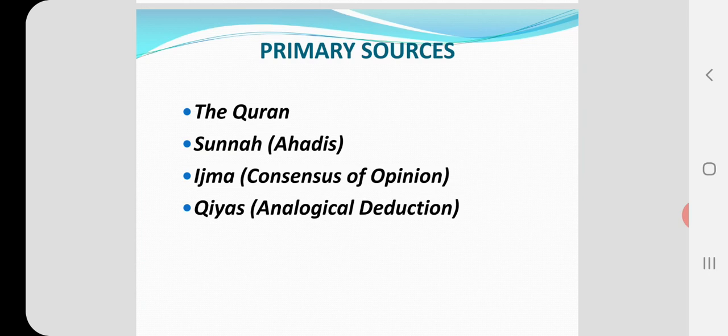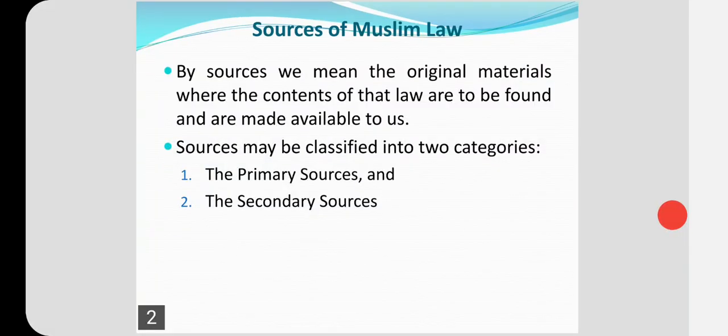The third source is ijma. In English, we call it consensus of opinion. And the fourth one is qiyas. Again, in English, we call it analogical deduction.